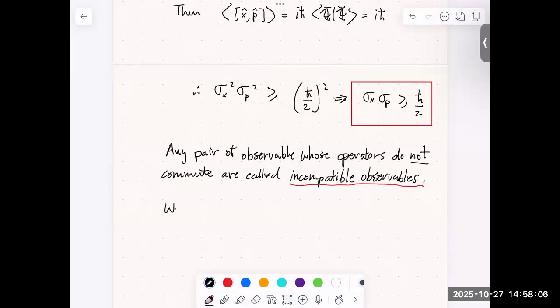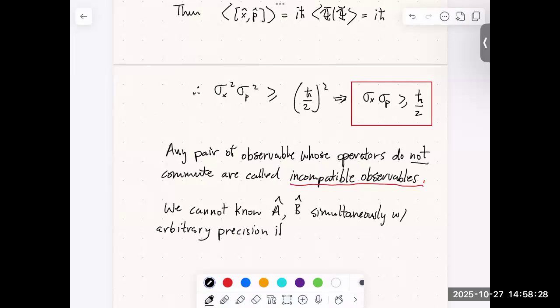So we can't know A hat, B hat simultaneously with arbitrary precision if this commutator is not equal to 0.